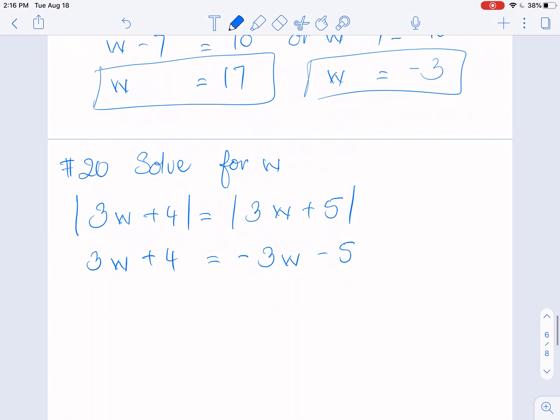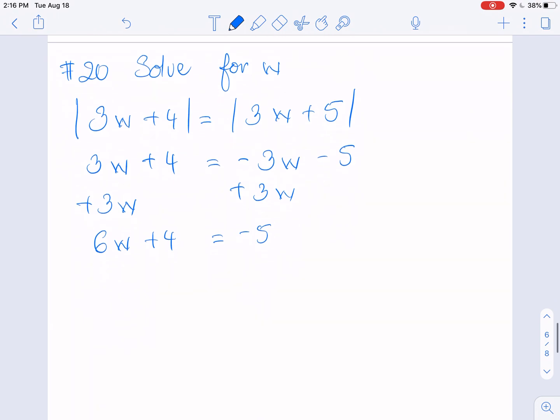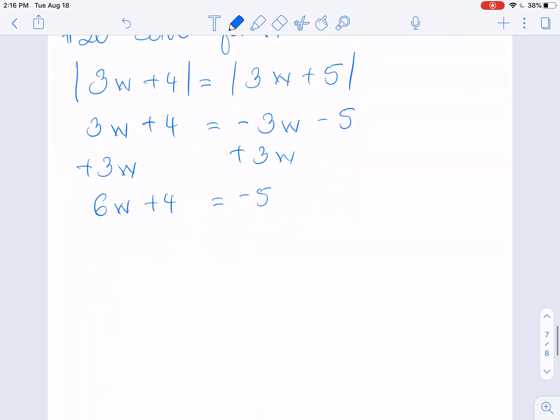Okay, and then we're going to solve it. So I'm going to add 3w, so we have 6w plus 4 equals negative 5. So 6w equals, we subtract 4, we end up with negative 9. So w is negative 9 over 6. Make sure you reduce it, you get negative 3 over 2.